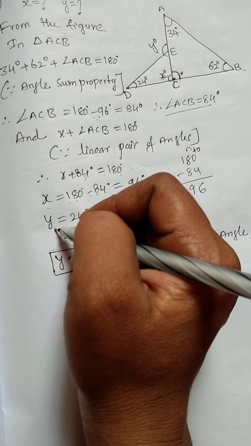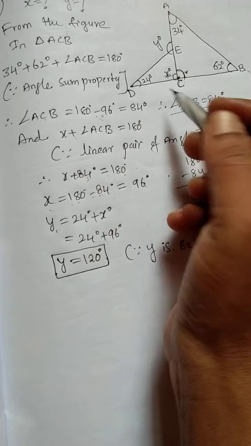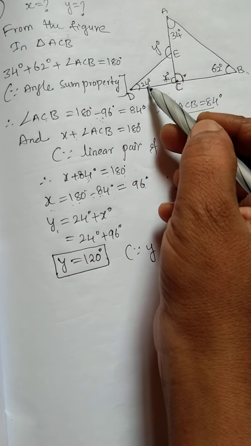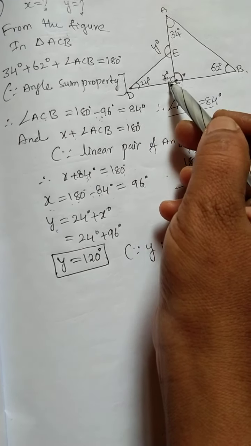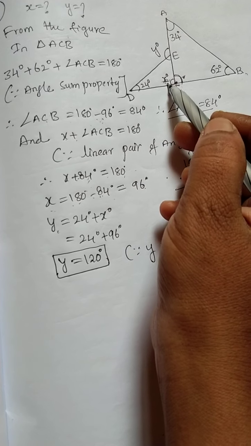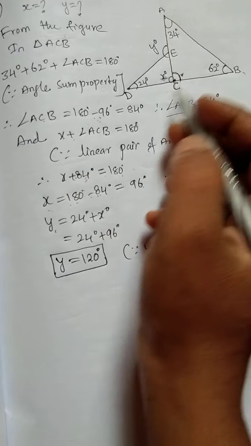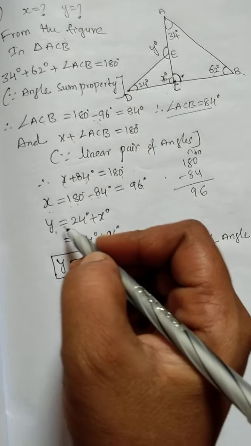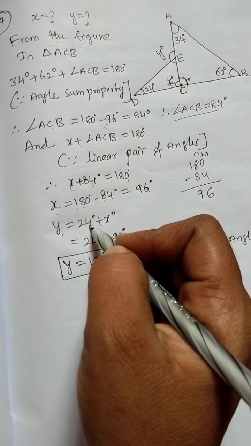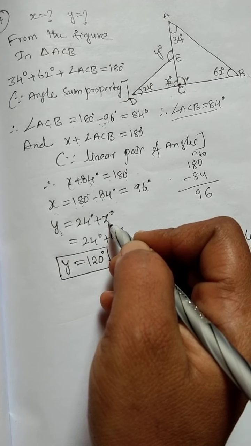In a similar way, how can we find the y value? See the relation between x and this 24. The sum should be 180 degrees. Okay, so y is equal to 24 plus x.